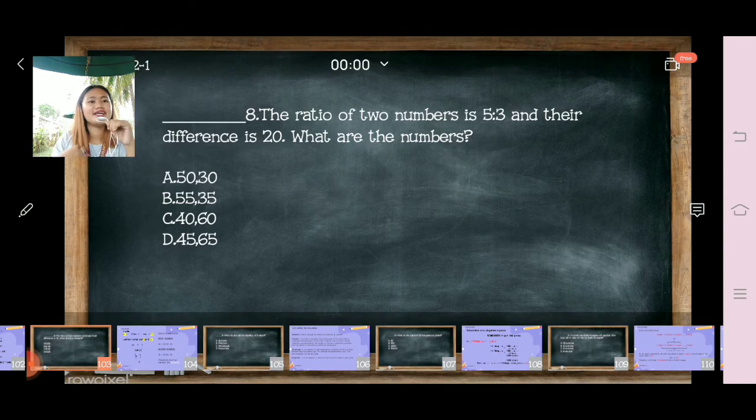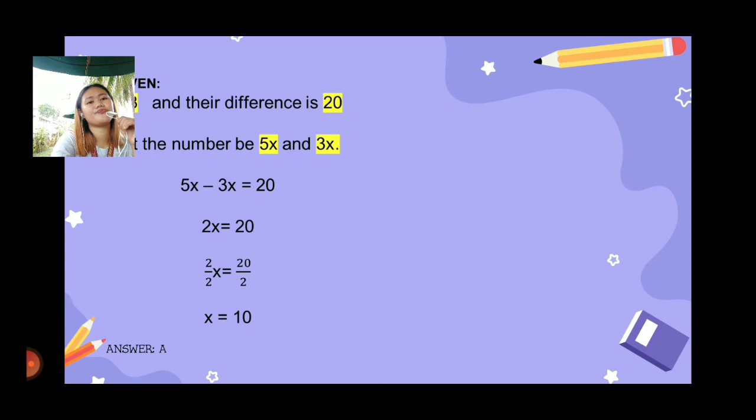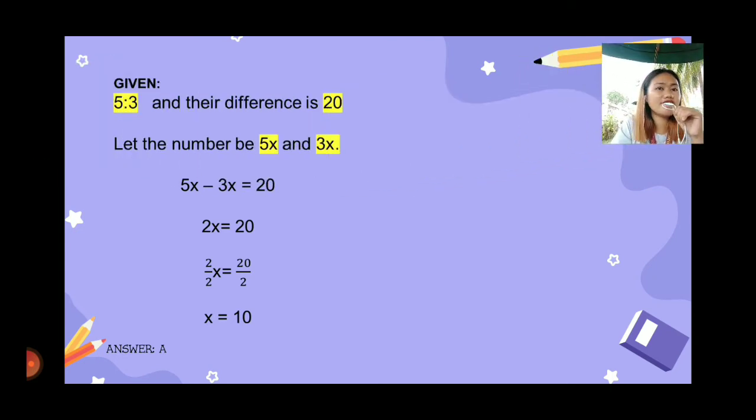Okay, for number 8. The ratio of two numbers is 5:3, and their difference is 20. What are the numbers? So what is given is 5:3, and their difference is 20. So let us represent each ratio: the first is 5x and the second is 3x, so that we can get their difference. So 5x minus 3x is equal to 2x.